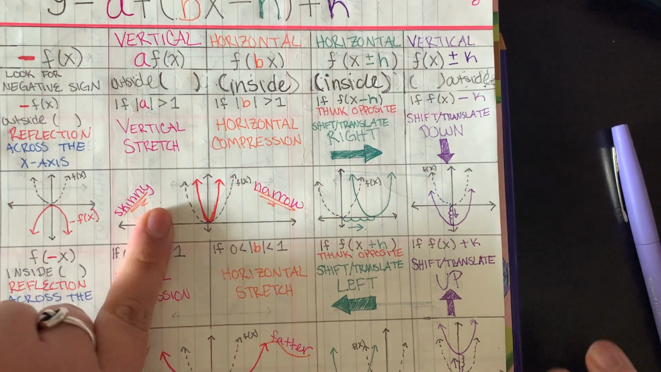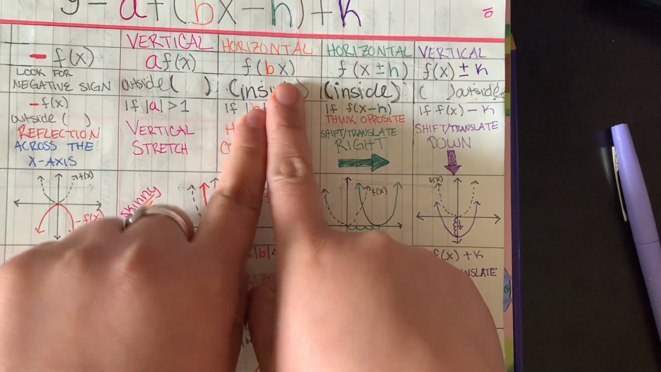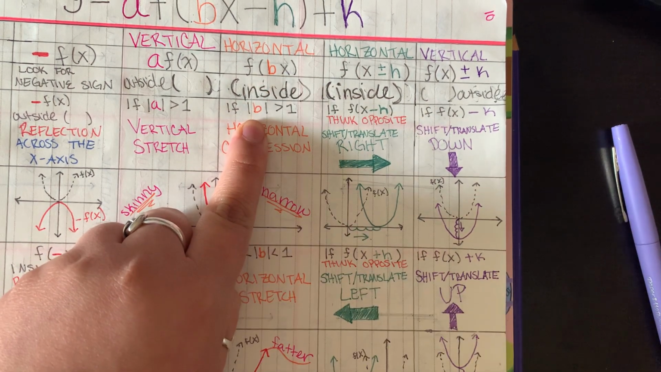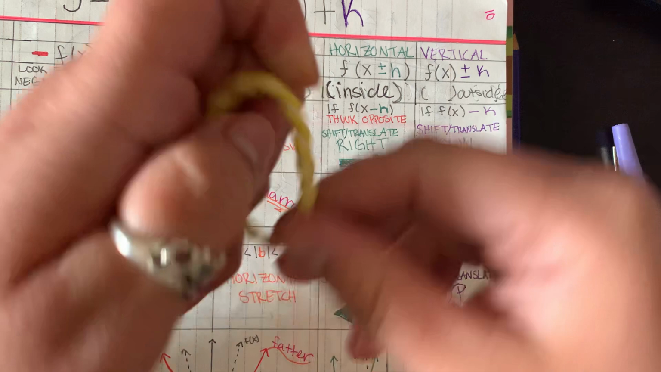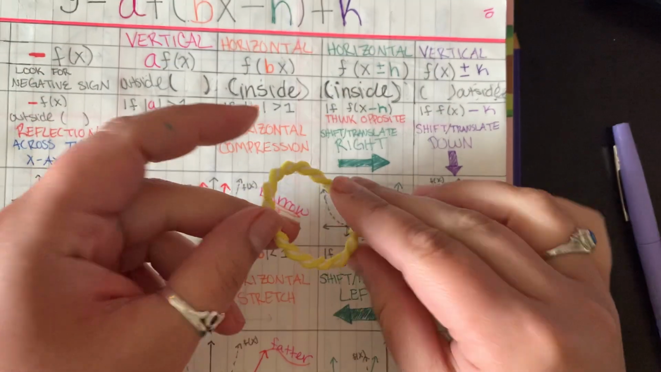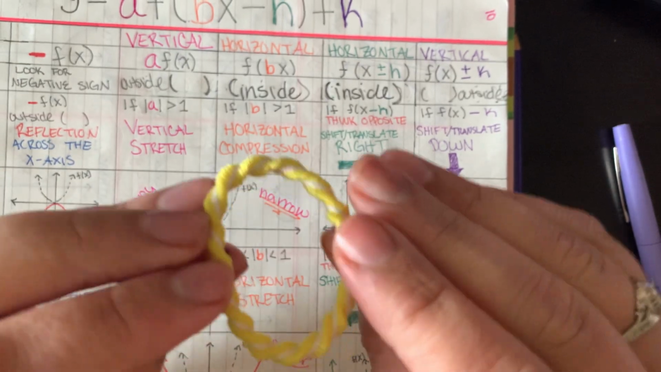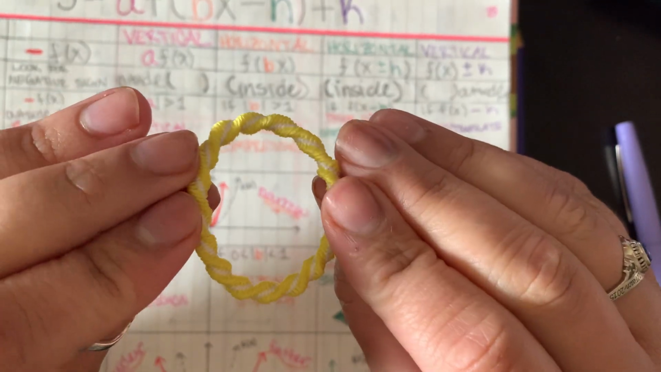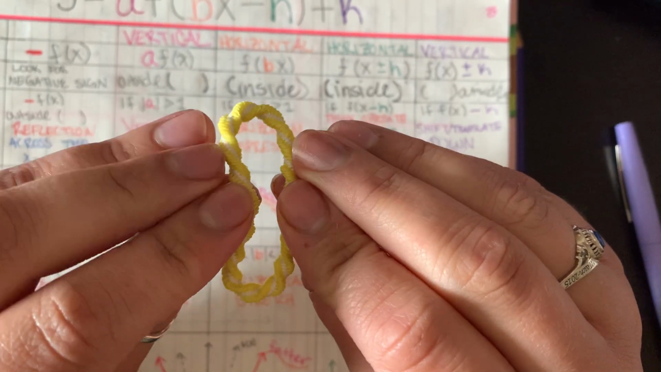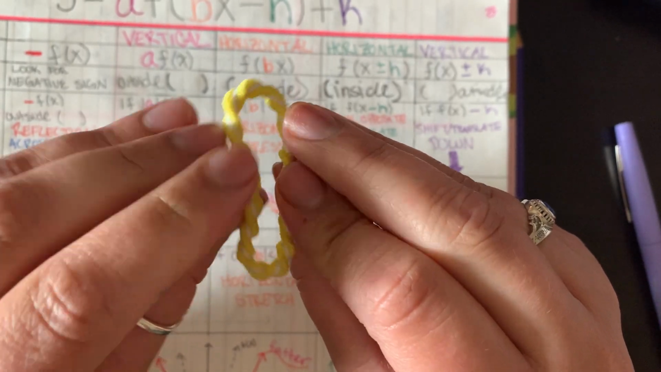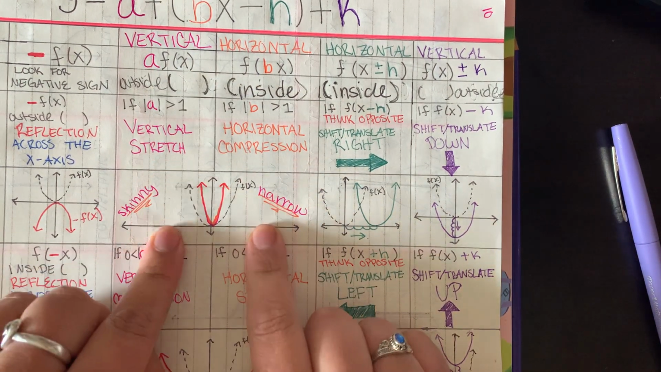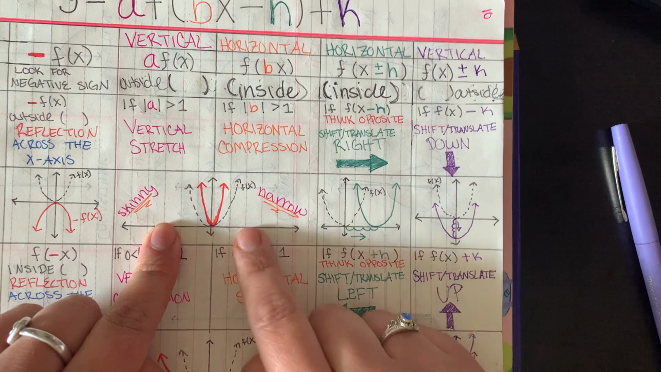Okay, so let's look at the B at the same time. If your B is inside the parentheses and that B that you physically see is greater than 1, it's also going to be narrow, but the name is different, right? So it's going to be a horizontal compression. Now my hands are horizontal, and compress means to push, and you can see that the opening is also becoming more narrow. Okay, so even though these two are named differently, they do the exact same thing.